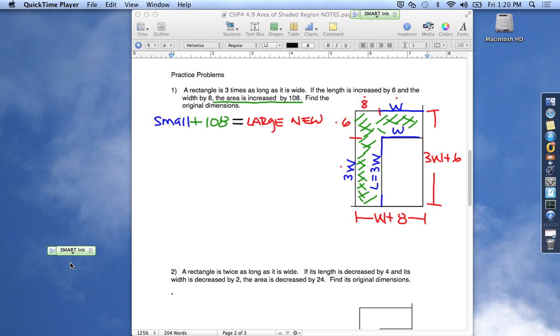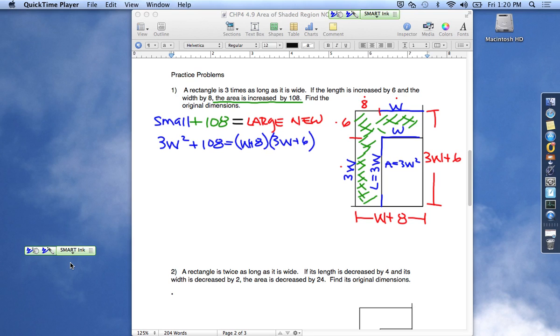And now come behind, as always, and slip in the algebra. So the interior, the blue, smaller, original rectangle, its area would be W times 3W, or 3W squared. So that would represent the small area, plus the 108, the number that you're given in the problem. And then the large new area that is represented in red in words, just simply take the dimensions in red and set up your binomial multiplication.